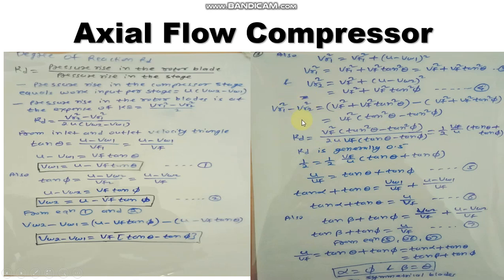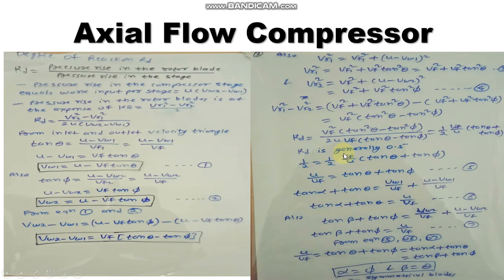Now put the values of VR1 square minus VR2 square here, and VW2 minus VW1, this value. Put this value in this equation and this value in these equations. We will get RD is equal to Vf square (tan square theta minus tan square phi) upon 2U. And what is the value of VW2 minus VW1? This one: Vf (tan theta minus tan phi). And this is 1 by 2 Vf by U. This is a square minus b square, (a plus b)(a minus b), so that's why tan theta minus tan phi is cancelled. Now here is 1 upon U, Vf by U, (tan theta plus tan phi).